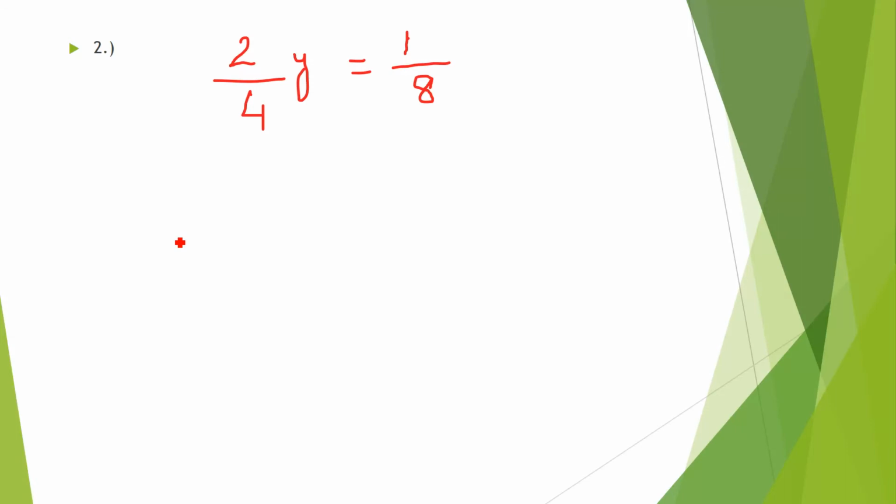Okay, another question. 2 over 4 y, here is the same variable y, equals 1 over 8. So what we have to do first, we want only y on the left hand side. We want to see what is the relationship between these two. Multiplication. I am not going to put a multiplication sign here. I am just explaining. No sign between these two, y and fraction, it means multiplication.